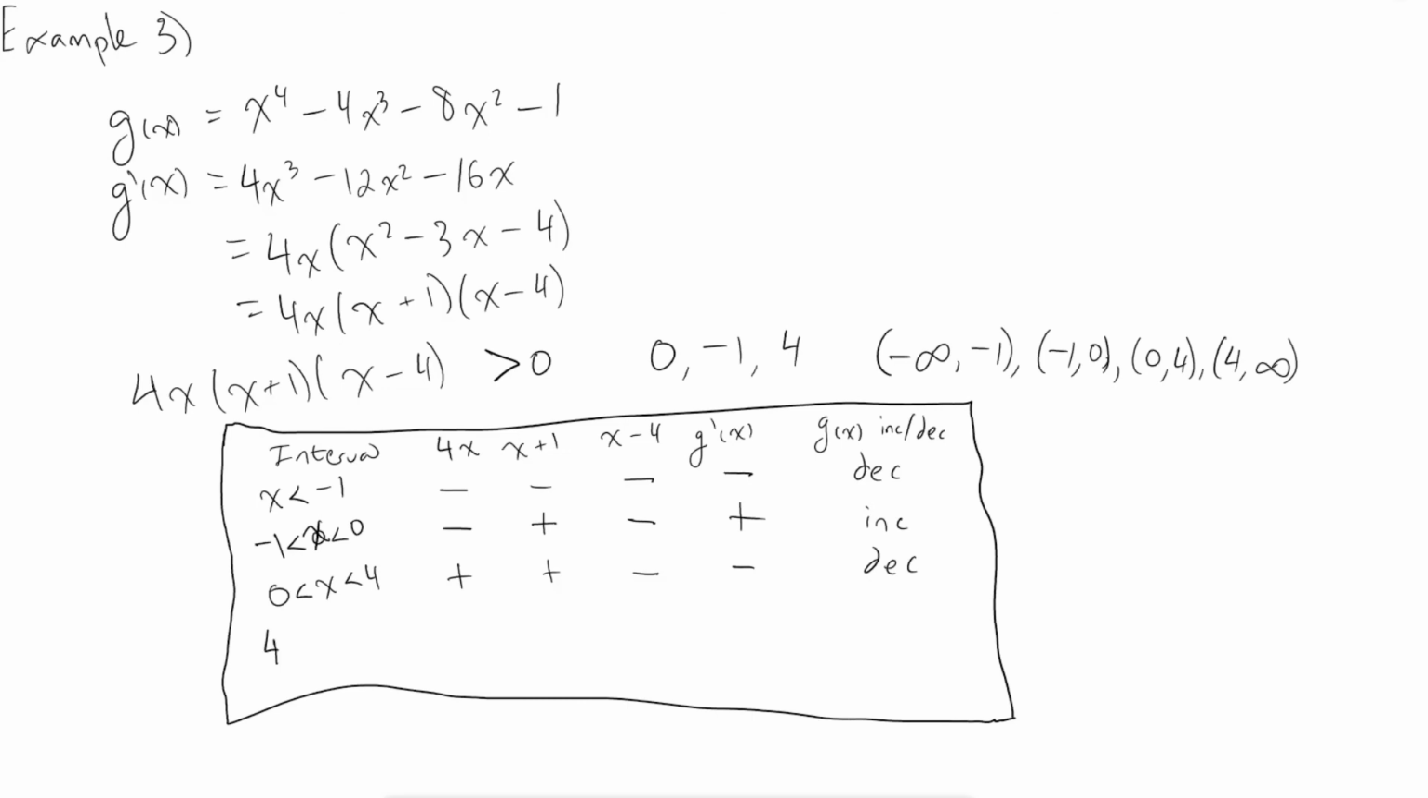Finally, our last interval, sorry, let me rewrite that. Not 4 is less than infinity. That's true, but not what we're trying to say. We're trying to find any value of x that is greater than 4. So x is greater than 4. When x is greater than 4, well, these are all going to be positive. Positive, positive, positive. Positives multiplied together give me a positive. So the function is increasing.